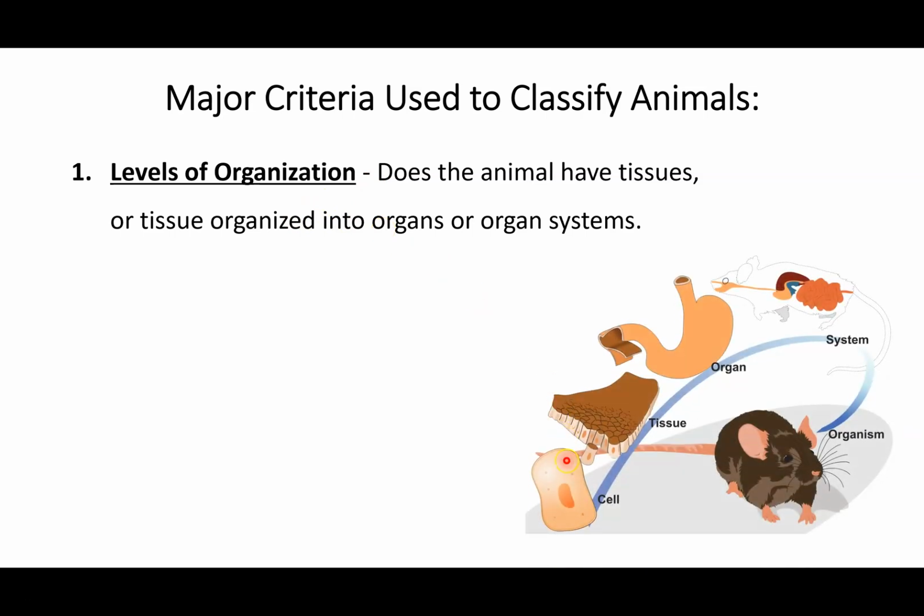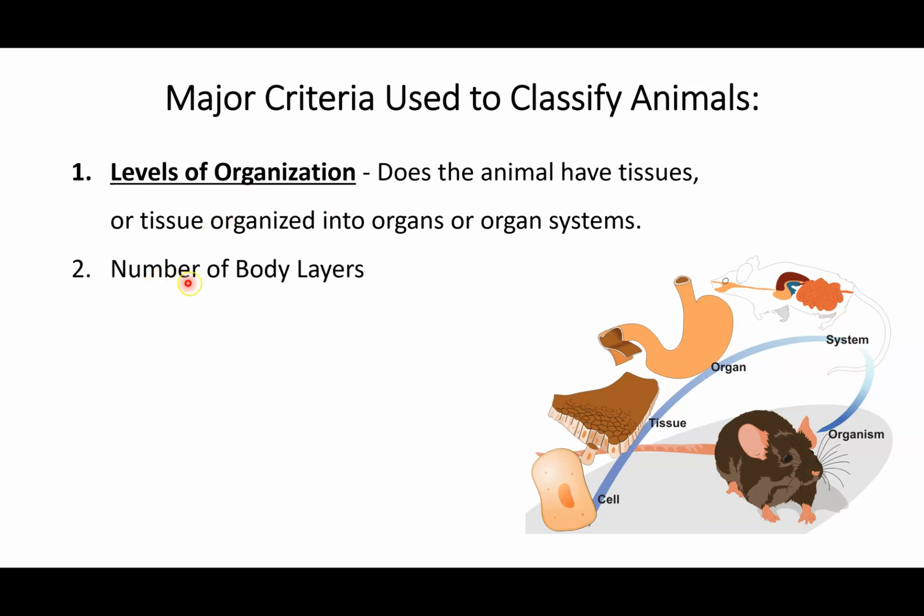So remember, in your Biology 10, you studied the different levels of organization. So cells become organized into structures known as tissues, and those tissues can get higher organized into organs that perform specific functions, and several organs get together to form a system, and several systems will form the organism. So the levels of organization is a criterion used to classify animals.